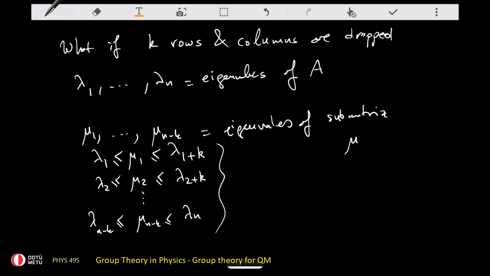So this basically tells you that the minimum eigenvalue of the submatrix is greater than the minimum eigenvalue of the real matrix, and the second minimum eigenvalue is greater than the second one, and so on. Okay, so that's mu n minus k greater than lambda n minus k.